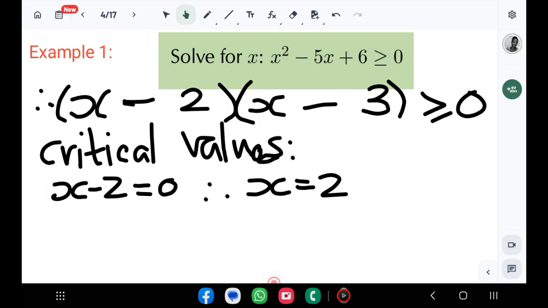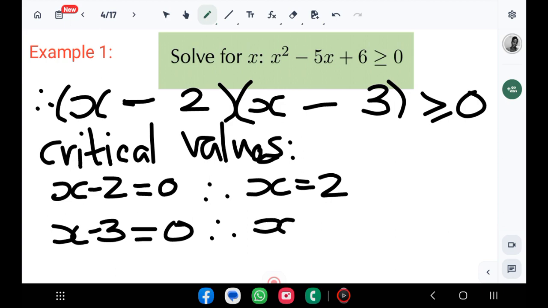Those are points of reference that we need in this particular inequality and all inequalities to be able to figure out what the applicable solution should be. The second one gives us 3. So here are your critical values. The first one is 2 and the second one is 3.